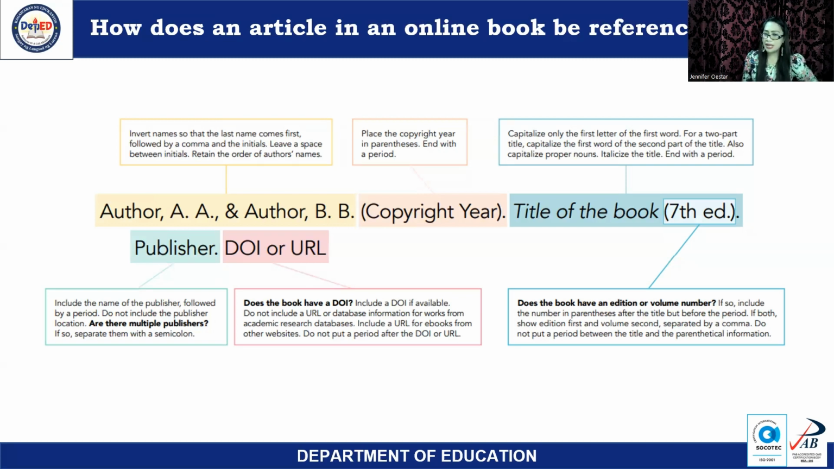Does the book have a DOI? Include a DOI if available. Do not include a URL or database information for works from academic research databases. Include a URL for ebooks from other websites. Do not put periods after the DOI or the URL.